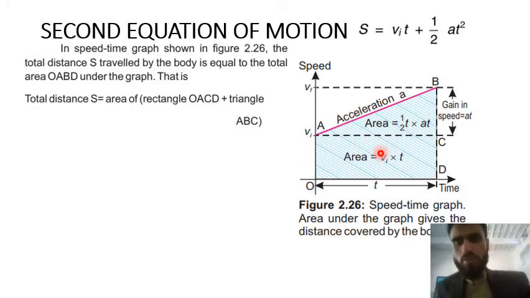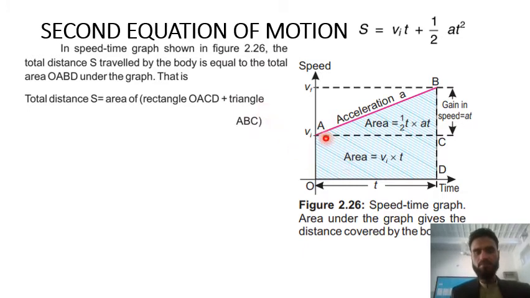Now the question arises, how to calculate this area? For this we divide this area into a rectangular shape, which is this one, and a triangular shape, which is this one, right? It means that if we calculate these areas and add them, it will give us the distance covered by the body. So in order to calculate this, total distance is equal to the area of the rectangle and the area of the triangle.